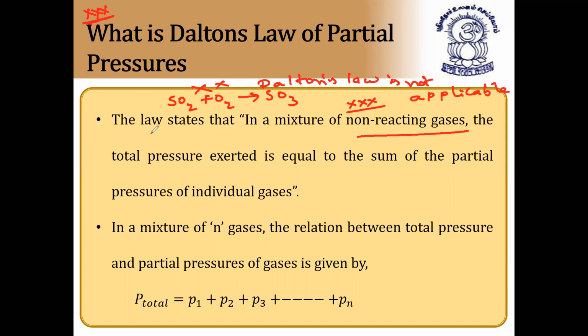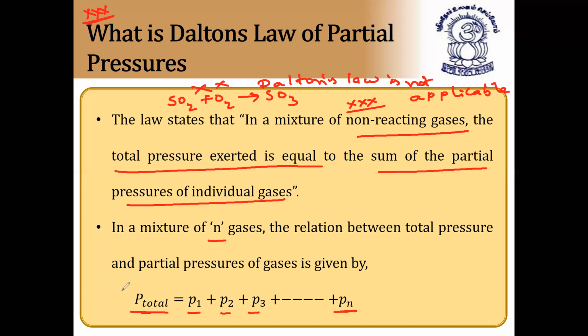So according to Dalton's law, in a mixture of non-reacting gases, the total pressure exerted is equal to the sum of the partial pressures of the individual gases. For example, you take three gases in a container. In a mixture of n gases, n meaning some number of gases, the total pressure is equal to the partial pressure of the first gas, second gas, third gas, and so on up to the partial pressure of the nth gas. That's the sum of the partial pressures of the individual gases.